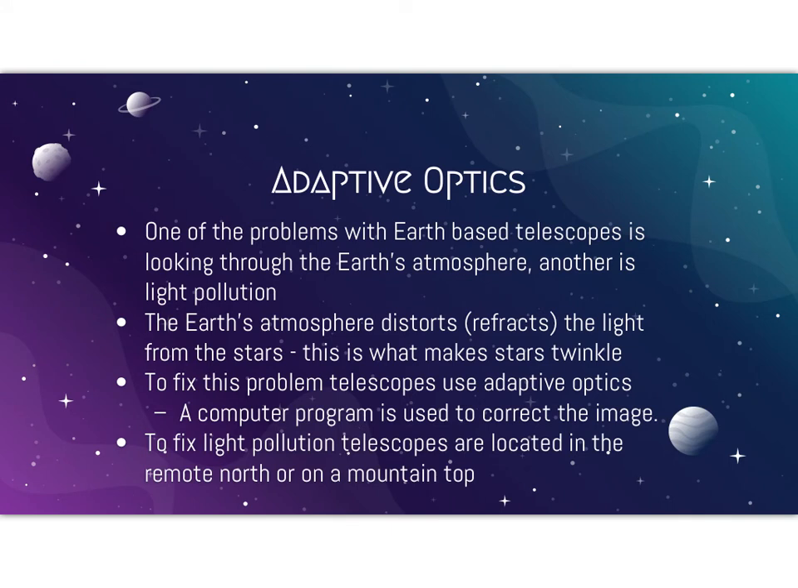Adaptive optics. One of the problems with Earth-based telescopes is looking through the Earth's atmosphere. The Earth's atmosphere distorts or refracts the light from the stars. This is what makes our stars look like they're twinkling. To fix this problem, telescopes use adaptive optics, which is a computer program to correct the image. To avoid the light pollution from cities, telescopes are located in remote areas or on mountain tops for the clearest images.